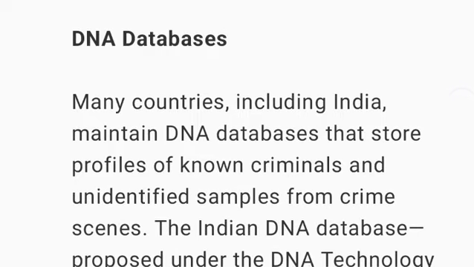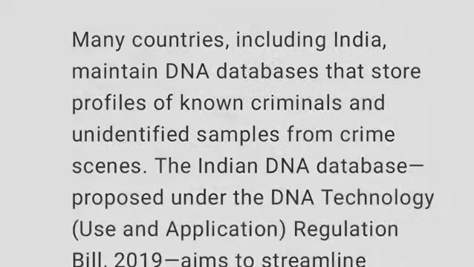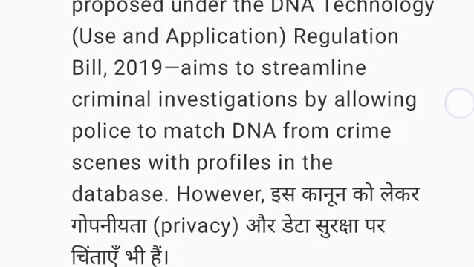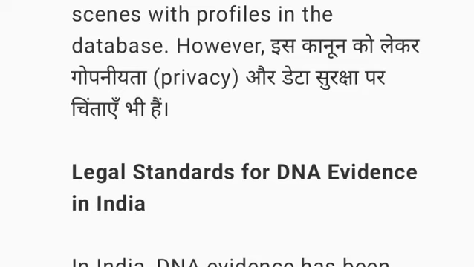DNA databases. Many countries, including India, maintain DNA databases that store profiles of known criminals and unidentified samples from crime scenes. The Indian DNA database, proposed under the DNA Technology Use and Application Regulation Bill 2019, aims to streamline criminal investigations by allowing police to match DNA from crime scenes with profiles in the database. However, इस कानून को लेकर गोपनीयता और डेटा सुरक्षा पर चिंताएं भी हैं.